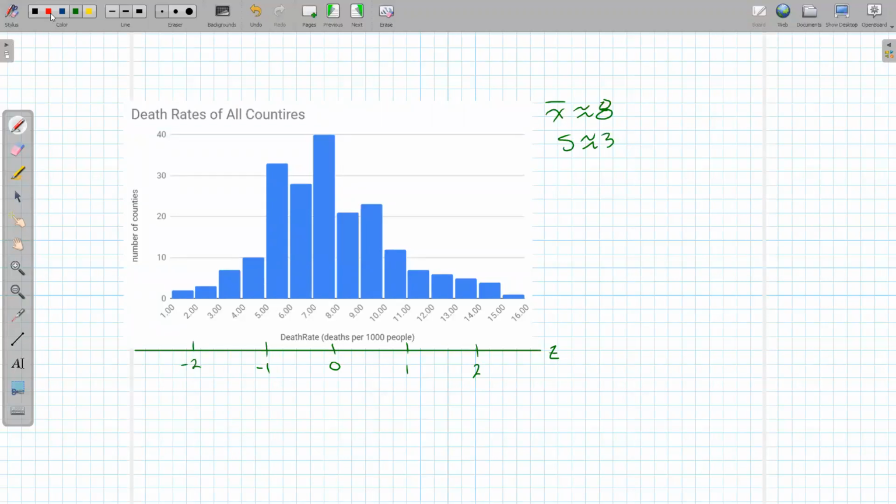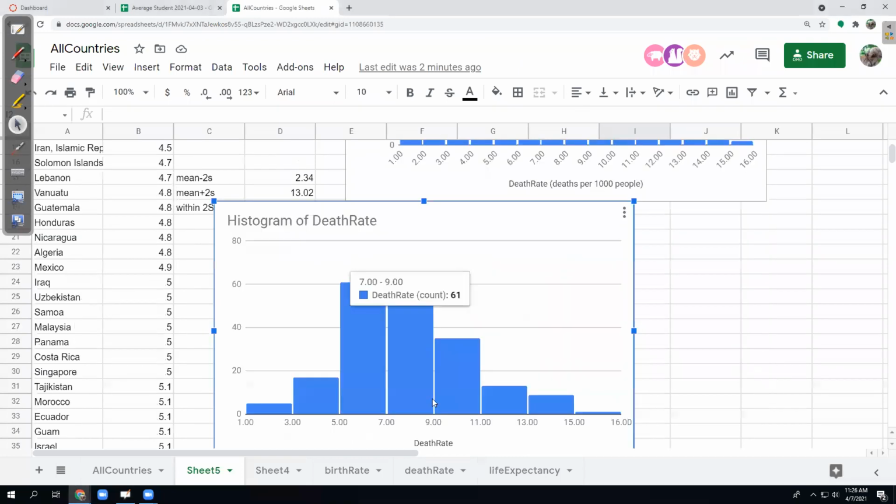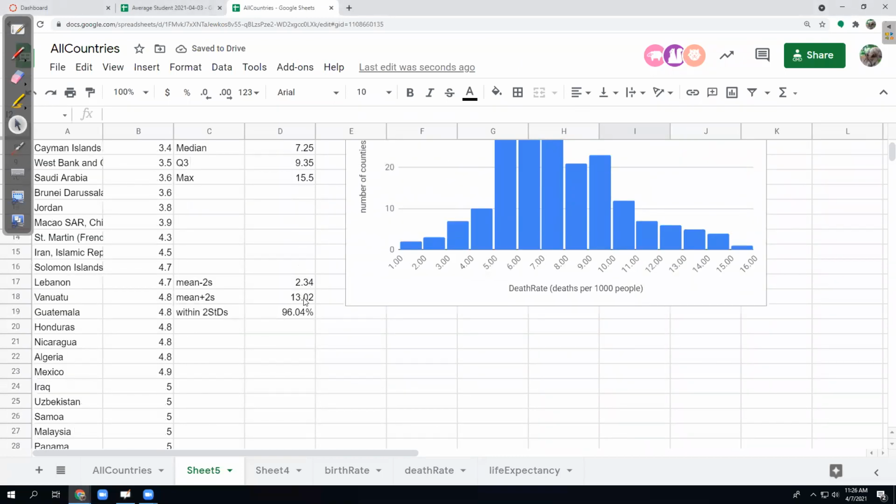So according to the 95% rule, we should expect to see about 95% of countries fall in this region right here, and that looks pretty sure. Remember to identify that exact number, I'm calling it about 14, on the spreadsheet, I would say, hey, what's X bar plus 2 standard deviations? And what's X bar minus 2S? And I already have those calculations in here. About 2 and then about 13.